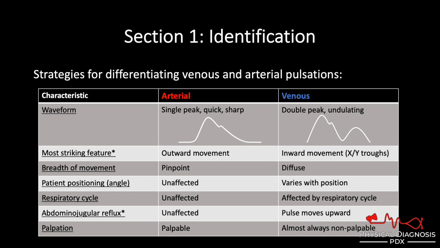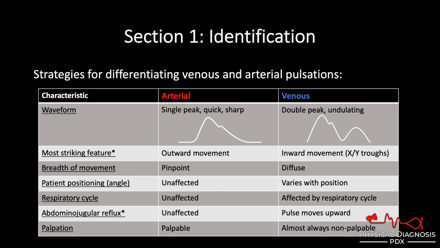The arterial pulse tends to be pinpoint, involving a small area of the neck. The venous pulse, on the other hand, is diffuse, often involving a large area of the neck. The arterial pulse does not vary with patient positioning, respiratory cycle, or abdominal pressure, while the venous pulse does.